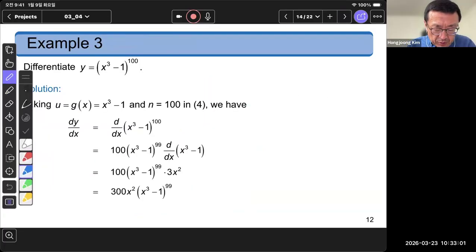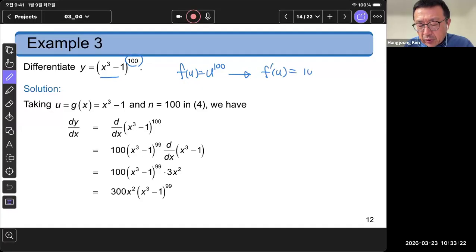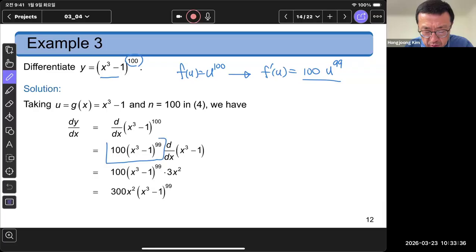So here is another example. I have the 100th power of x cubed minus 1. So what is the outer function? The outer function is f(u) equals u to the 100. So the derivative of the outer function will be 100 times u to the 99. So you evaluate this derivative f prime at the inner function g(x). So this term comes from 100 times (x cubed minus 1) to the 99th.